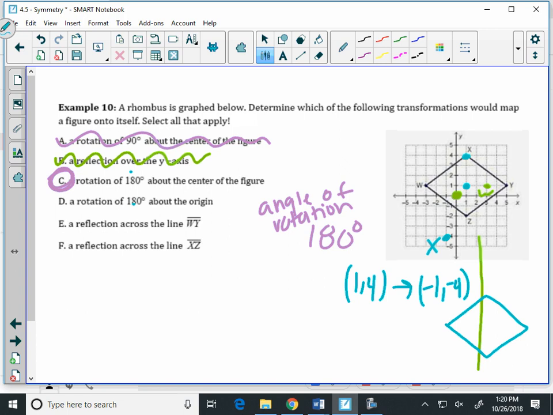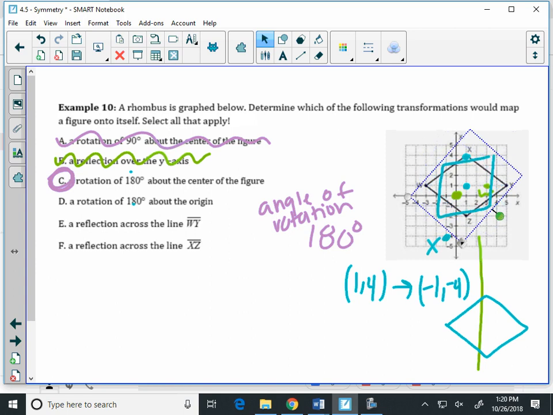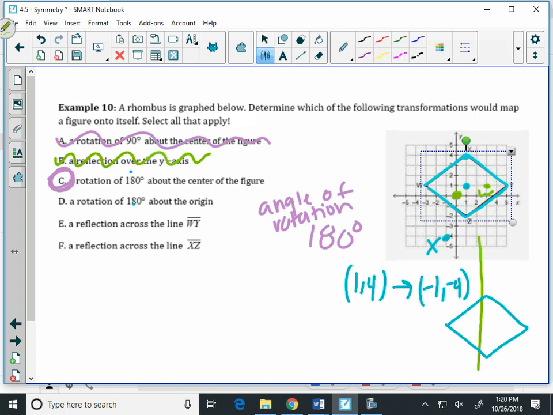When you're rotating about a figure, that's where it just kind of stays in place. And it's just turning like this. It's not moving anywhere. Okay? It's kind of staying where it's at. It's just rotating about itself. When it says about the origin, that thing's moving to a totally different location.